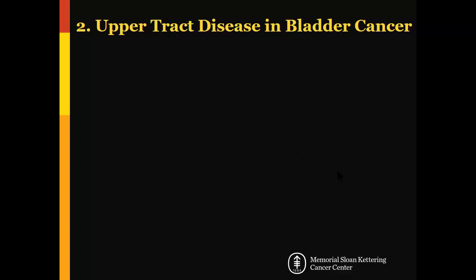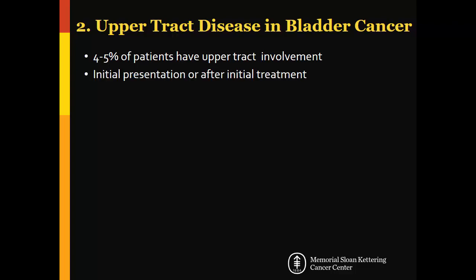So the second and third points I'm going to talk about will be quicker. The second one is regarding upper tract involvement in bladder cancer, a very important concept. It happens in about 4 to 5% of patients with bladder cancer.